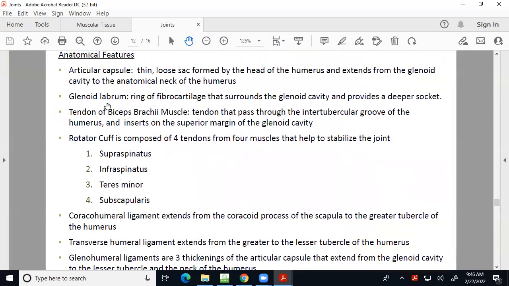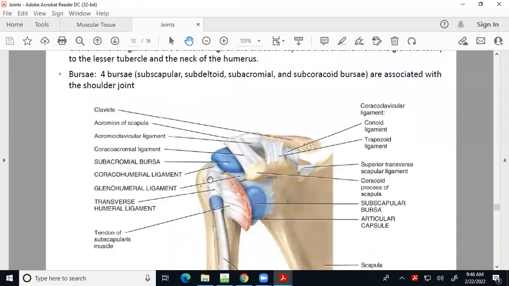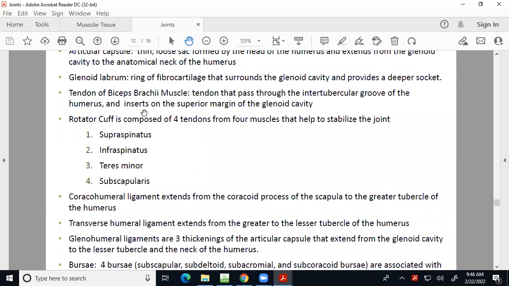All right, the next structure we won't be able to see in this image is what we call the glenoid labrum, or some people just call it the labrum, or shoulder labrum. It's a ring of fibrocartilage surrounding the glenoid cavity and provides a deeper socket. So in order to be able to see it, we'd have to remove the humerus. It's inside of the joint. The function of it is just to make a deeper socket for that ball and socket connection.